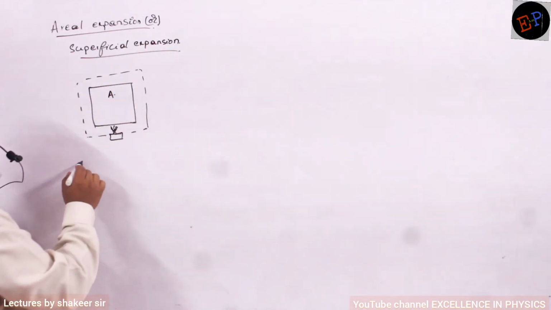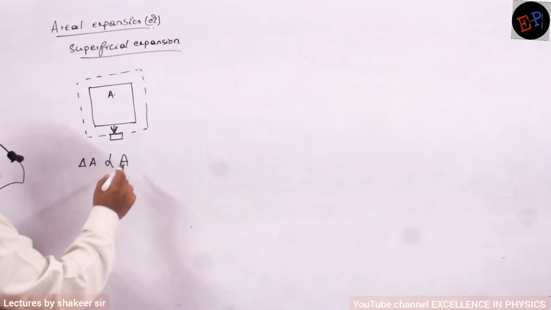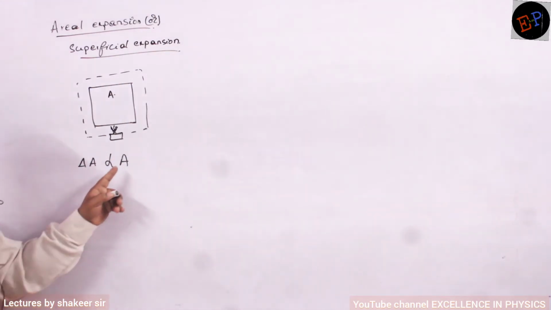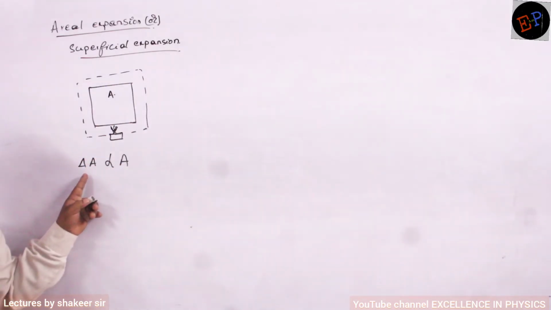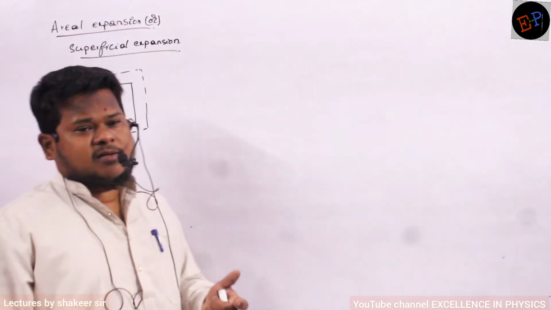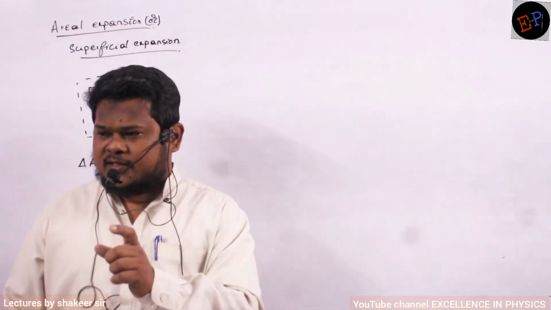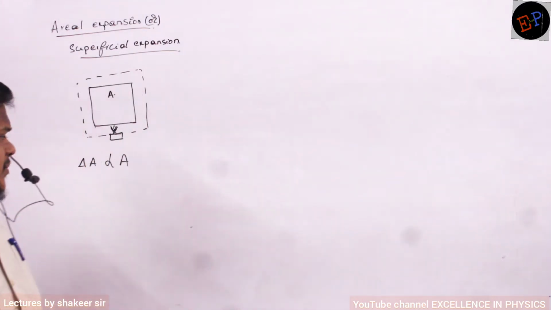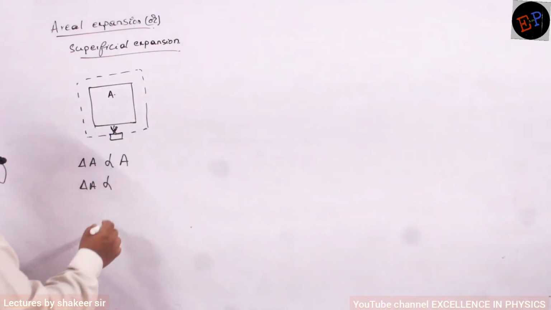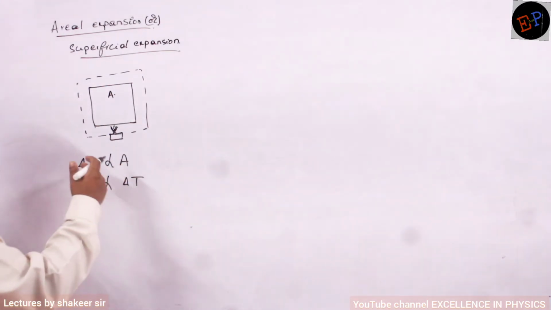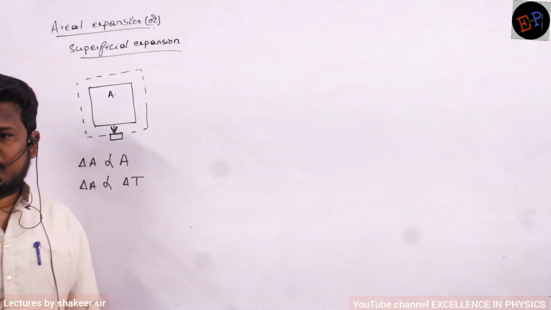So change in area, again you can write, it is directly proportional to initial area. So if initially area is greater, for same change in temperature, delta A, the change in area, also will be greater. If initially area is lesser, then for same change in temperature, change in area also will be lesser. Are you able to understand? So change in area depends on initial area, and it also depends on change in temperature. So if temperature is risen by greater value, it means you are supplying more heat energy, no? Then the increase in area also will be greater.